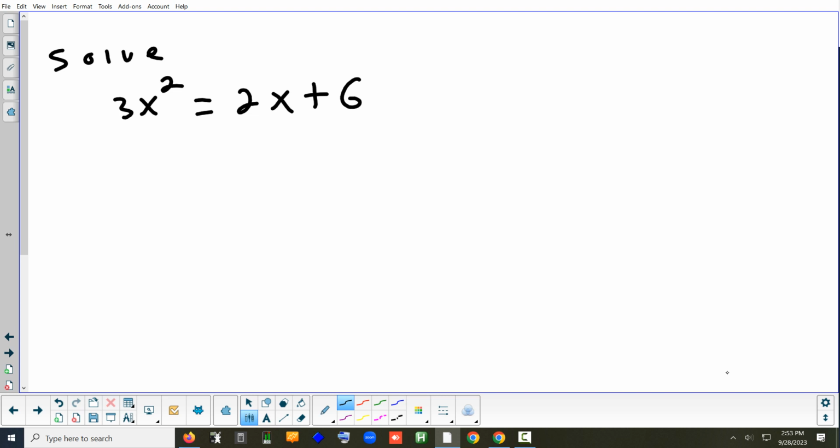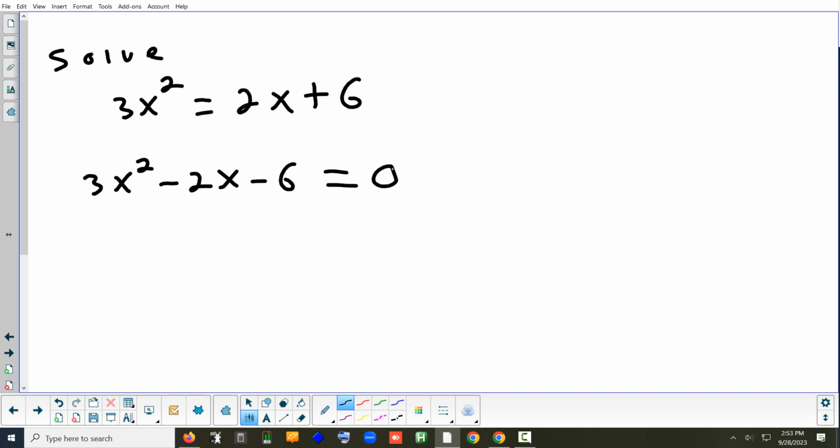It's not a huge deal, but let's see if we can do it that way. So let's move everything that's on the left side onto the right side to the left side. So if we do that, what would be on the left side if that's where we put everything? 3x squared minus 2x minus 6. Yep, so you'd minus the 2x, you'd minus the 6. And now we've got it equal to 0.